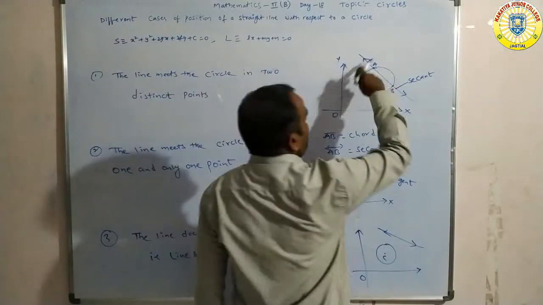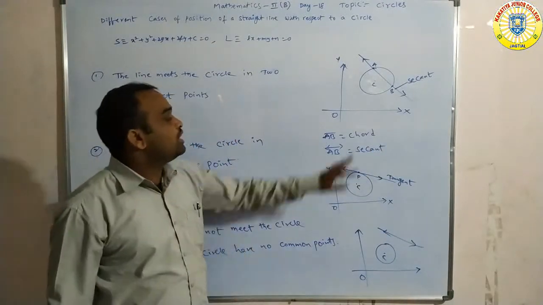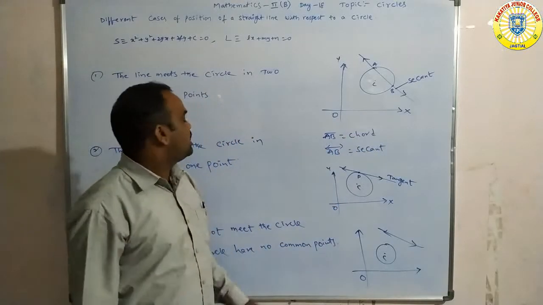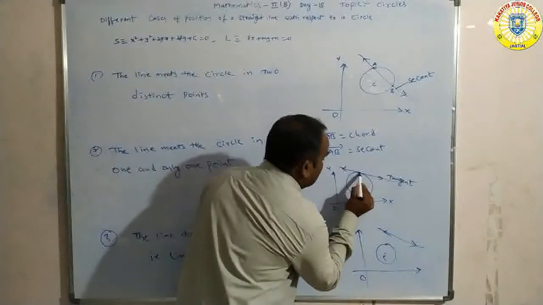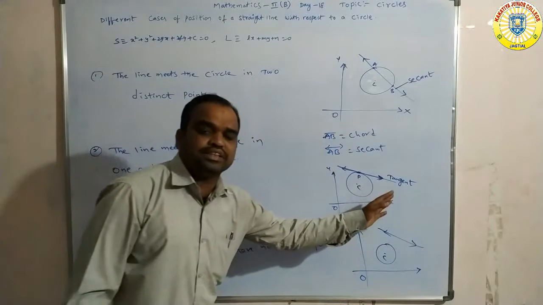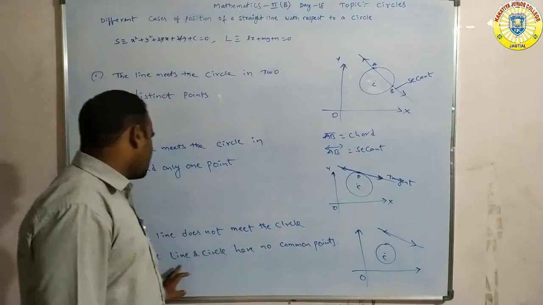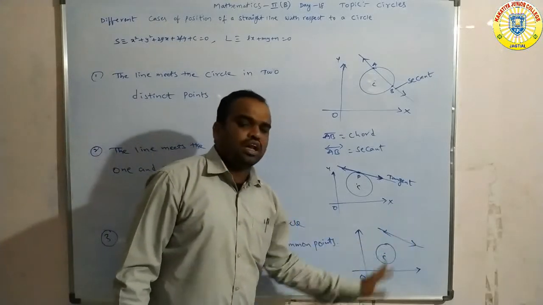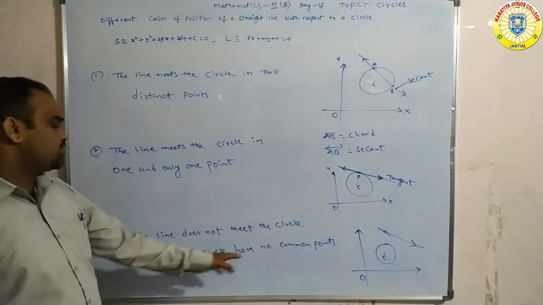A line meets the circle in two distinct points, that is nothing but the line is called the secant. If the line segment AB is called the chord, AB line is called, which one, sir? Secant. The line meets the circle in one and only one point. This line is called, which one, sir? Tangent. This line is called tangent. The line does not meet the circle, that is nothing but the line and circle have no common point, like this one. Line and circle away from each other. So in this case there are no common points.